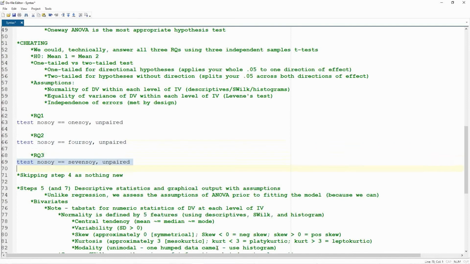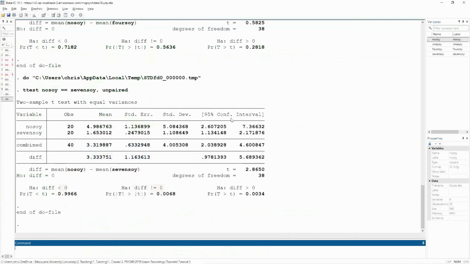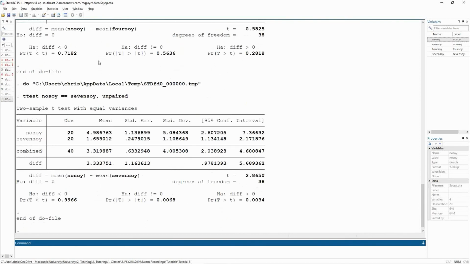Let's have a look at the last one. No soy compared to 7 soy meals. The sperm count has drastically dropped if you have 7 soy meals per week. It's down to 1.65. With 4 soy meals, it was 4.11, so we have a huge dropping off. We can now see that our confidence intervals don't include 0. Our t statistic is considerably large. We're still on 38 degrees of freedom. And our two-tailed is significant.